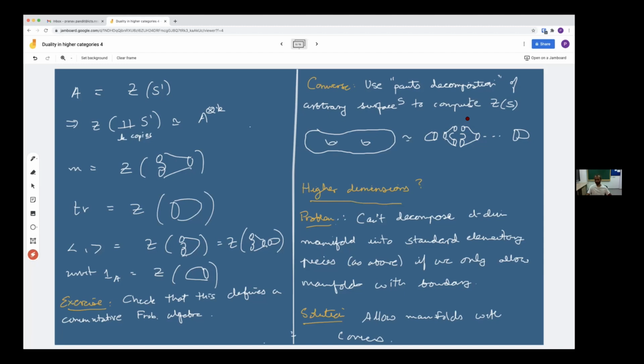So the solution to this problem, and this idea is due to Baez and Dolan, I think, is called the Baez-Dolan cobordism hypothesis, the theorem I'm going to state later. I'm sure physicists also thought about this in a different language.